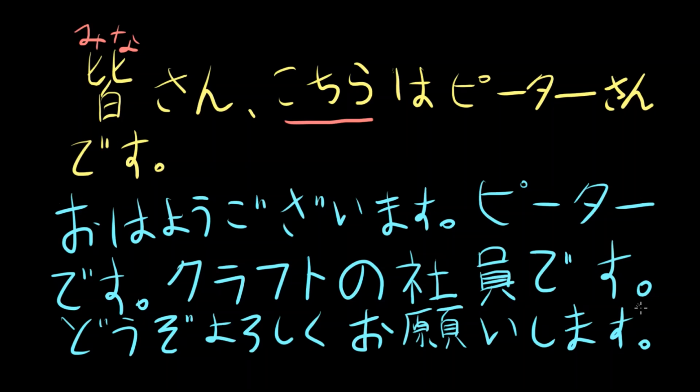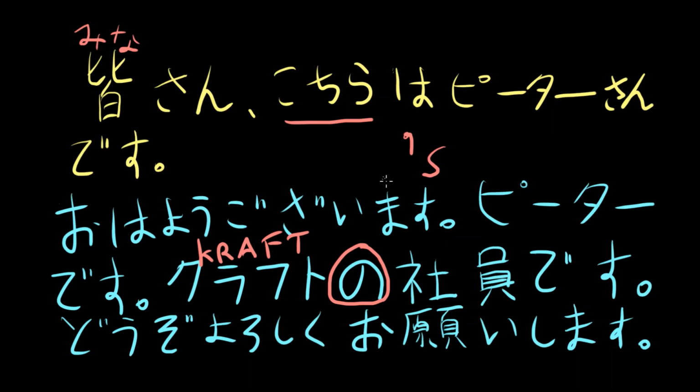So, おはようございます。ピーターです。クラフトの社員です。クラフト, I just assumed this is how Craft would be written there. As in the Craft food company. Let's assume that he's from Craft. クラフトの社員です。I'm an employee of Craft. の, I didn't introduce this. の is kind of a particle used as a possessive. It's kind of similar to, say, an apostrophe. Or it denotes sort of belonging to or ownership.